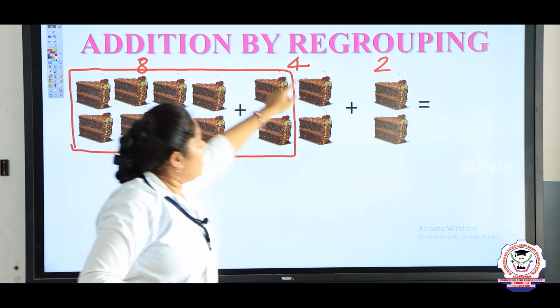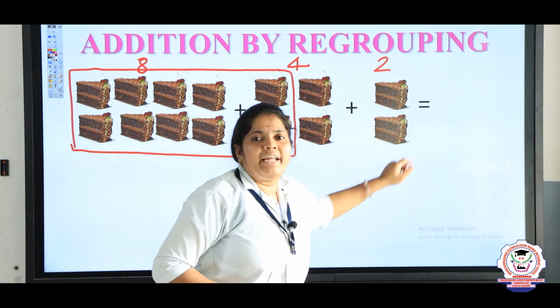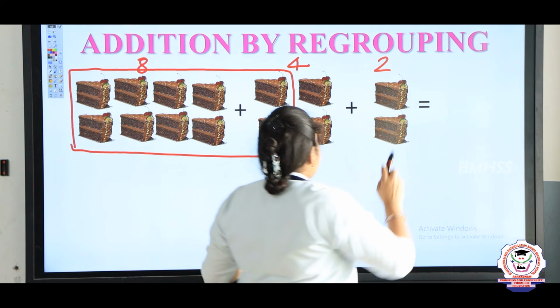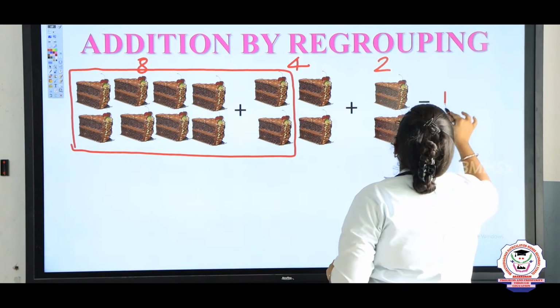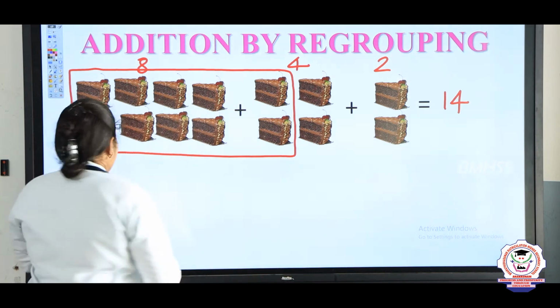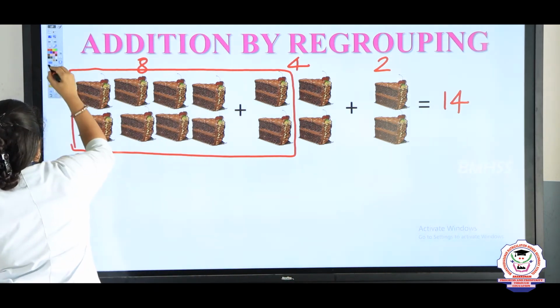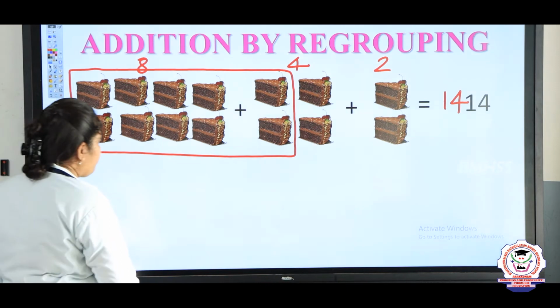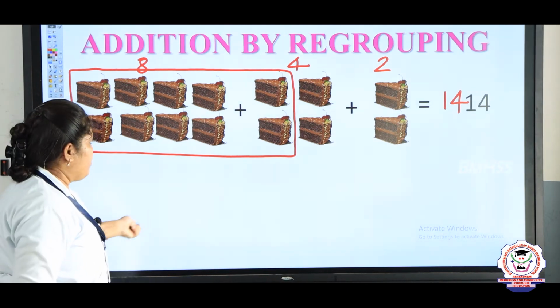So after 10, 11 12 13 14. So our answer is 14. How many? 14. Let's see one more sum here. Now you are going to do this sum.